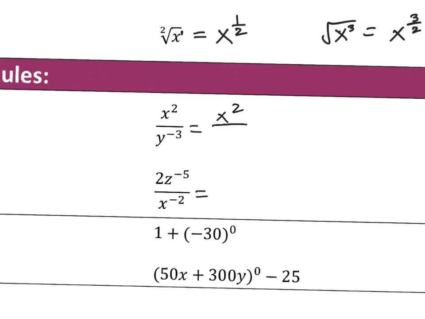The y to the negative 3rd power is a sad exponent. That means I move it to the top and now it becomes happy. Okay, so you really don't even have to write the fraction. You can just write it as x squared y cubed.